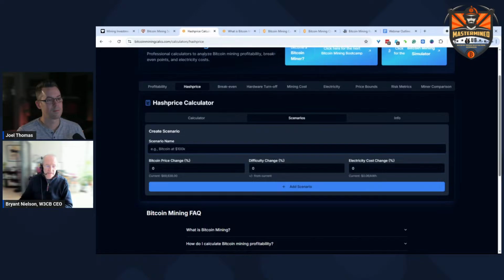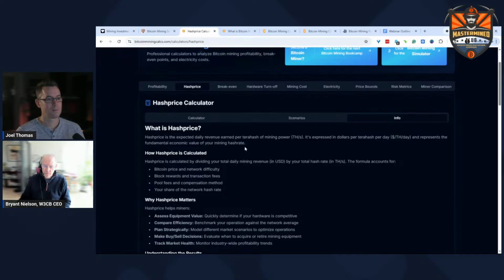You can create a scenario where you put in what is the volatility, what is the difficulty change that you're expecting, as well as what could happen if electrical prices rise. And of course, all this does is allow you to understand this. And with every one of these calculators, you're looking at information: what is it, how is it calculated, and why is it important to me?